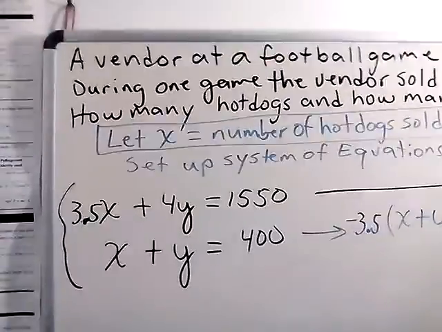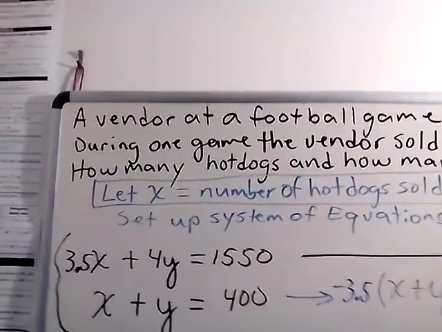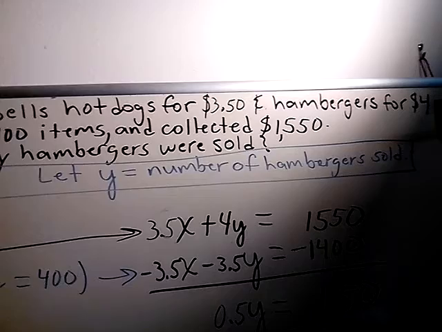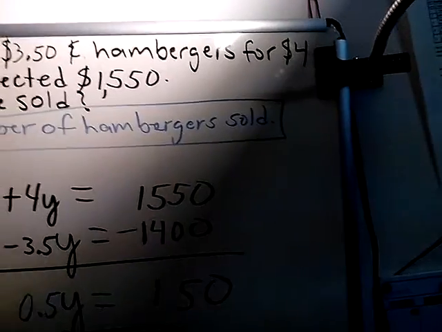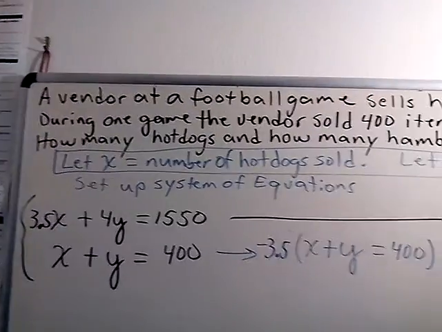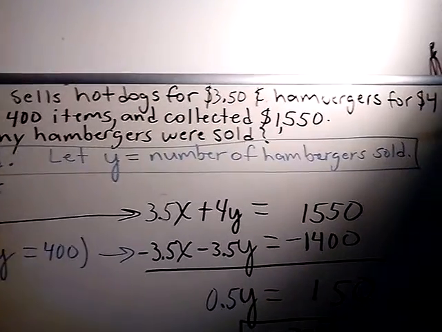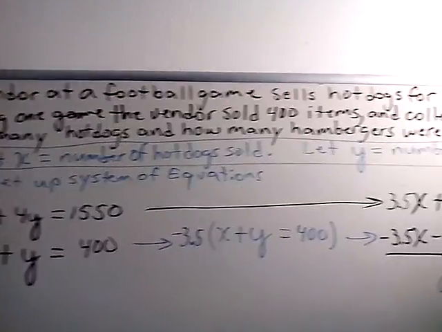This is a systems of linear equations problem, a word problem. And the word problem is: a vendor at a football game sells hot dogs for $3.50 and hamburgers for $4. During one game, the vendor sold 400 items and collected $1,550. How many hot dogs and how many hamburgers were sold?